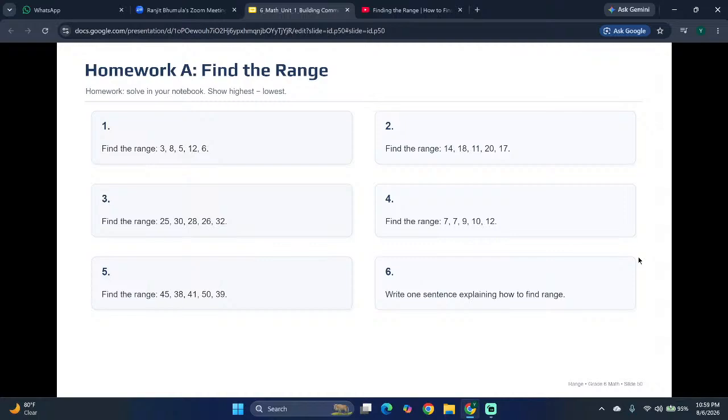Homework A, find the range. Homework, solve in a notebook. Show highest minus lowest. Show all the work. Also, for all the other homeworks, I hope you showed your work.